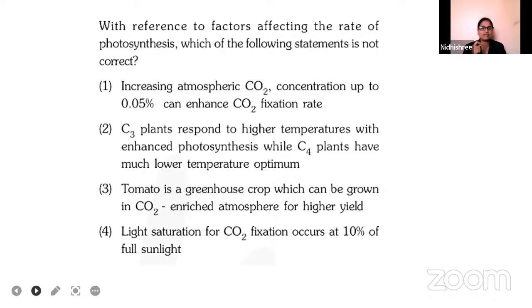Option C, tomato is a greenhouse crop which can be grown in carbon dioxide enriched atmosphere. Option D, light saturation for carbon dioxide fixation occurs at 10% of full sunlight. Afroz answered as option B. What about others? Dhamini, option B. Duty, option B. Kanchana Raj, option B. Yes, YouTube students. Praveen JH, option B. So most of you are voting for option B. C3 plants respond to higher temperature and the right answer is option B.